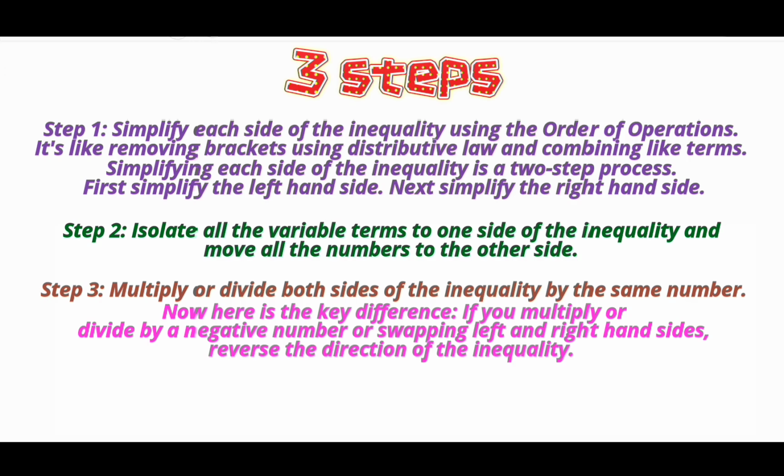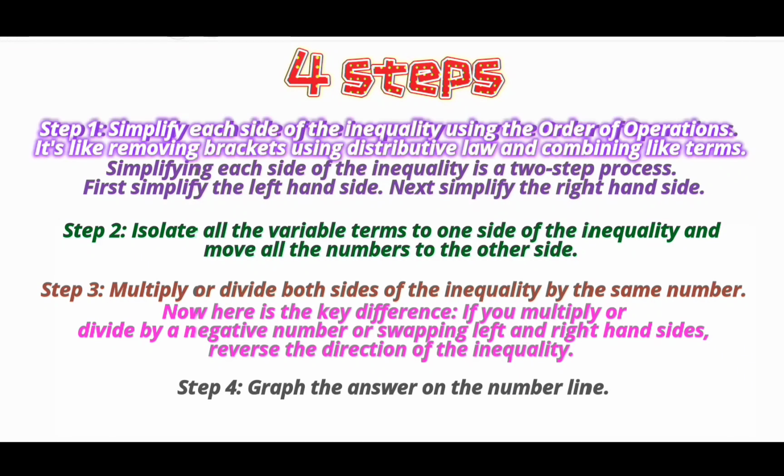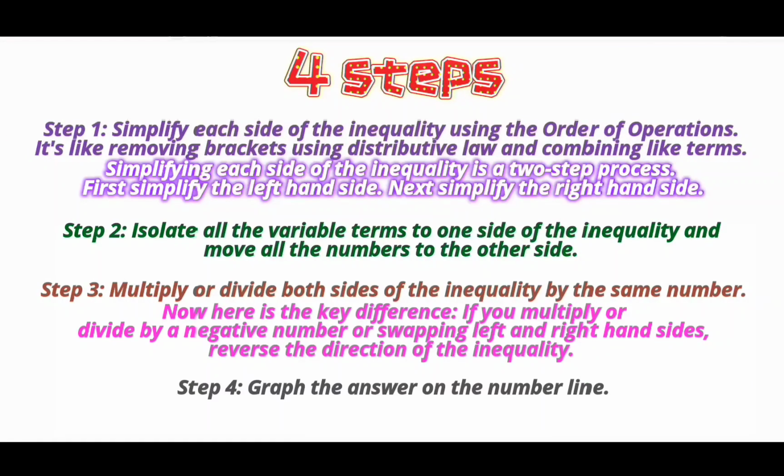Follow the same 3 steps when solving inequalities that you follow when solving equations, and add a 4th step. Step 1. Simplify each side of the inequality using the order of operations. It's like removing brackets using the distributive law and combining like terms. Simplifying each side of the inequality is a 2-step process. First simplify the left hand side, next simplify the right hand side.